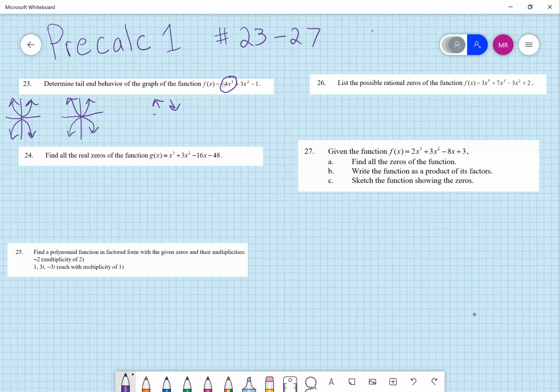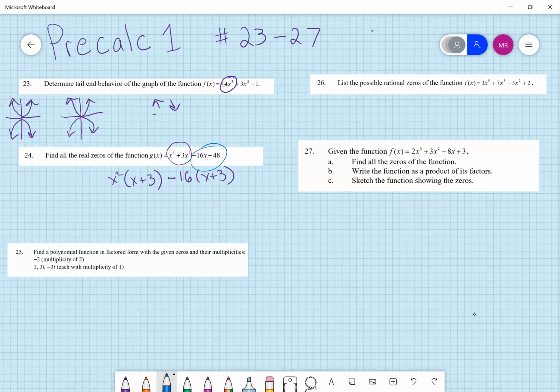Let's try factoring by grouping. Out of these two, x cubed plus 3x squared, I can pull out an x squared. So that gives me x squared times x plus 3. Now, if I look at the second set of grouping over here, negative 16x minus 4. If I pull out a negative 16, I'm left with x plus 3.